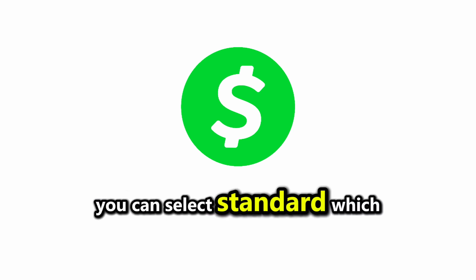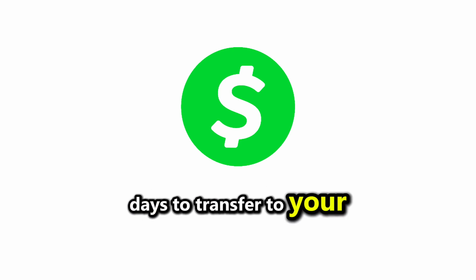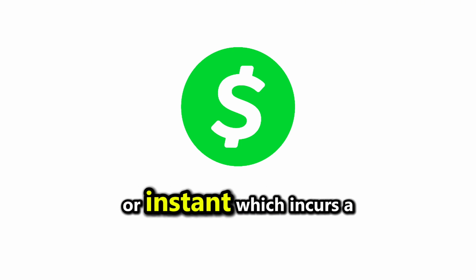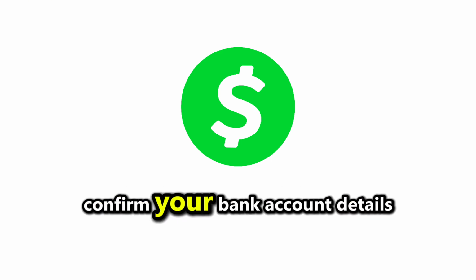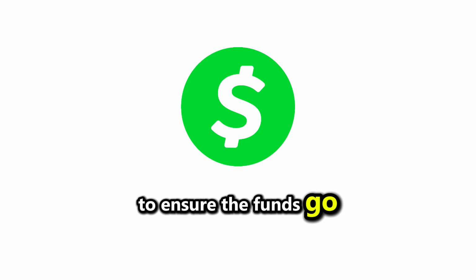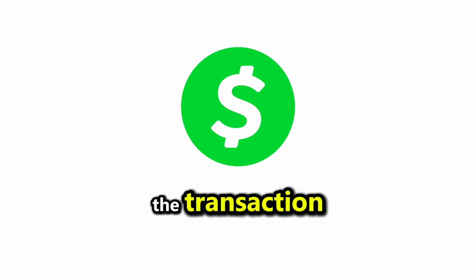You can select Standard, which is free and usually takes 1 to 3 business days to transfer to your linked bank account, or Instant, which incurs a small fee but transfers the funds immediately. If you choose Standard, confirm your bank account details to ensure the funds go to the right place. If you select Instant, confirm the fee and complete the transaction.